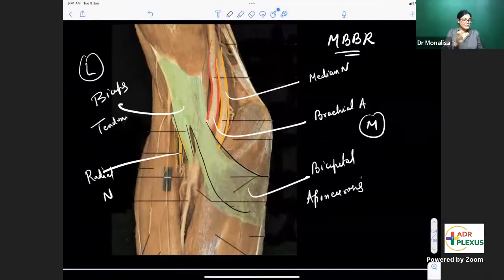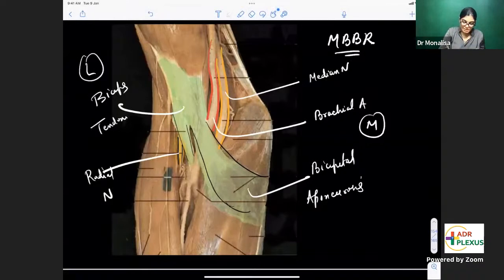So if we move from medial to lateral, the structure, absolutely right, Akshay Rajput. So we can definitely appreciate median is definitely right. Median most structure will be the median nerve. Next to it is the brachial artery. Then we have got biceps tendon, and the lateral most structure is the radial nerve.